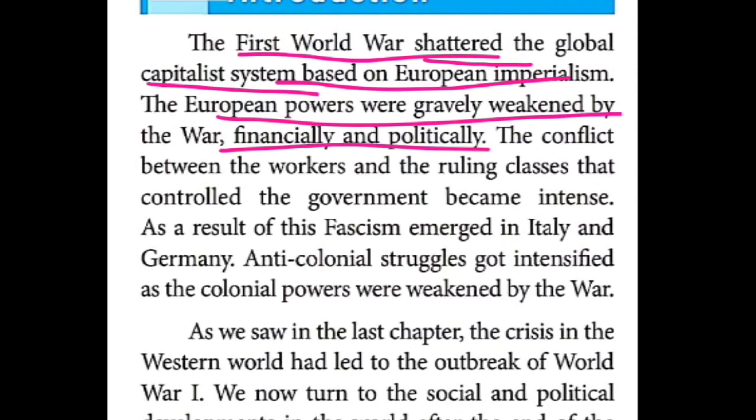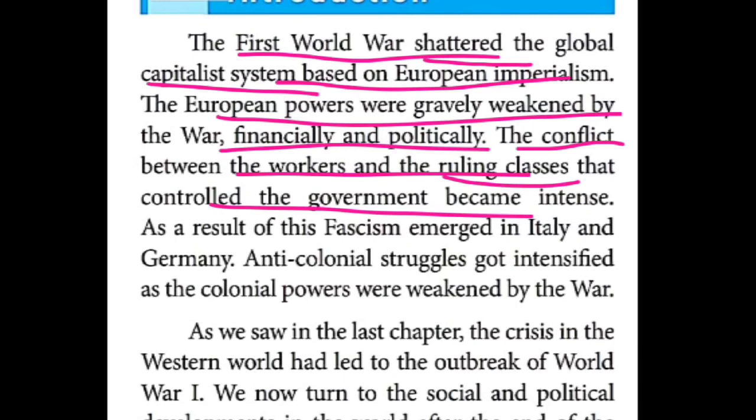Okay, the conflict means clashes, fights. The conflict between the workers and the ruling class that controlled the government became intense. Intense means extreme. What is the ruling class? Nobles, clergy, the rich people, royal people. Both the workers and the ruling class controlled the government in some countries, so the conflict became extreme.